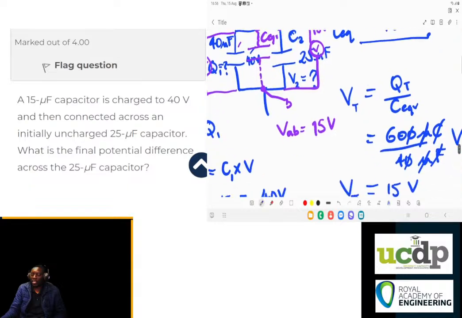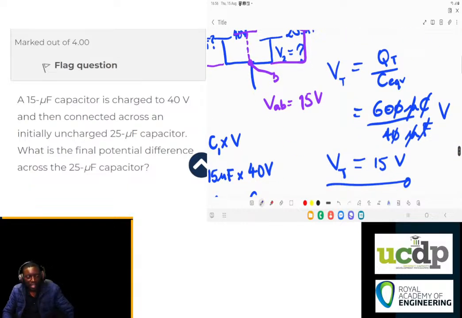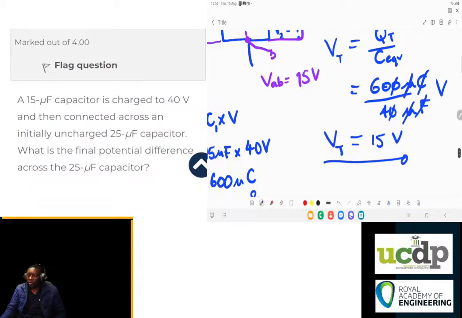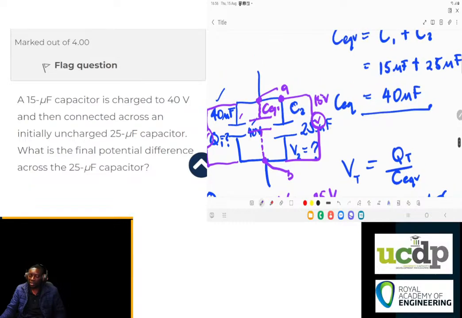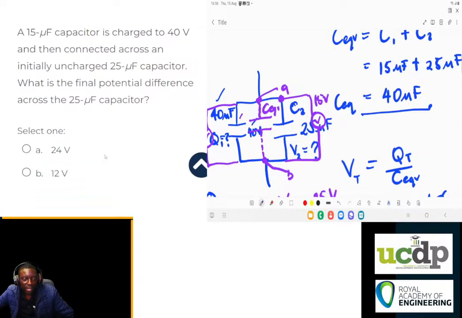That's the whole point. Once we find this VT, the potential across our equivalent capacitance, we already know automatically this is the potential across C2. This is our V2. Is that so? Yes, sir, now I understand. Thank you. Okay.